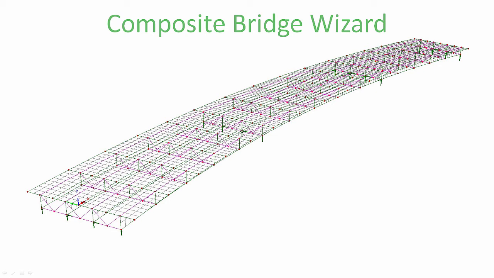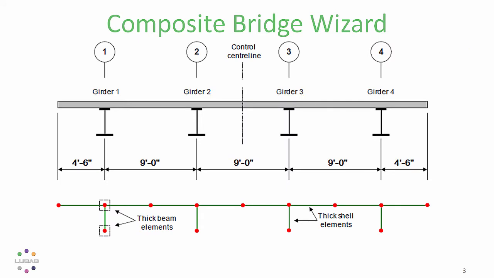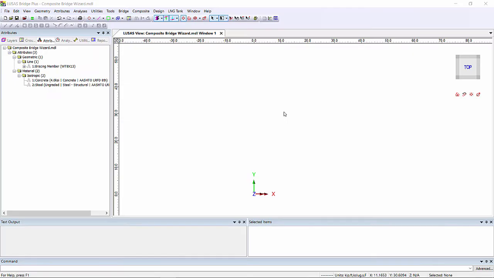The Composite Bridge Wizard is aimed at steel concrete composite structures, where the deck slab and girder webs will be modelled as shell elements, with the girder flanges, stiffeners and bracing modelled as beam elements. In this model, which is in units of kilopounds and feet, I have predefined one geometric cross-section and a couple of materials, which will make things a little bit faster when introducing new facilities.